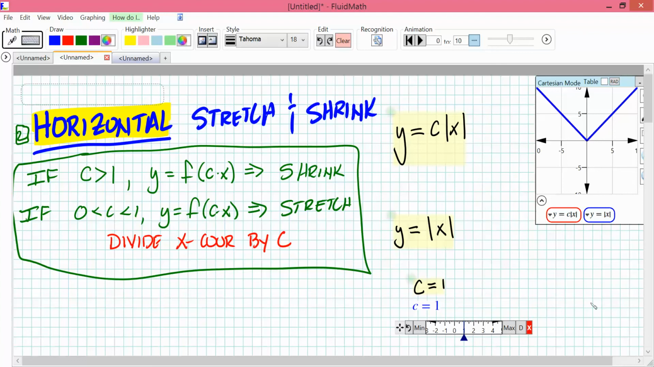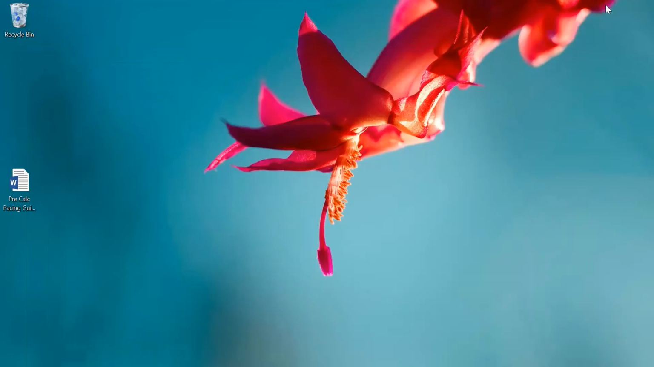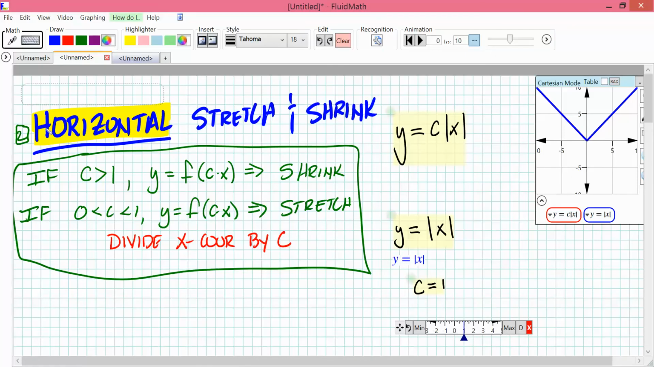Okay, so let's do this one then. Let's talk about horizontal stretches and shrinks, okay? So, again, it's the same kind of setup here. If I have a c value that's greater than 1, and I take my function, but notice where the c is. Where is it on the inside? Where is it compared to the other one? It's on the inside, right? It's on the inside here, so I totally get this way.